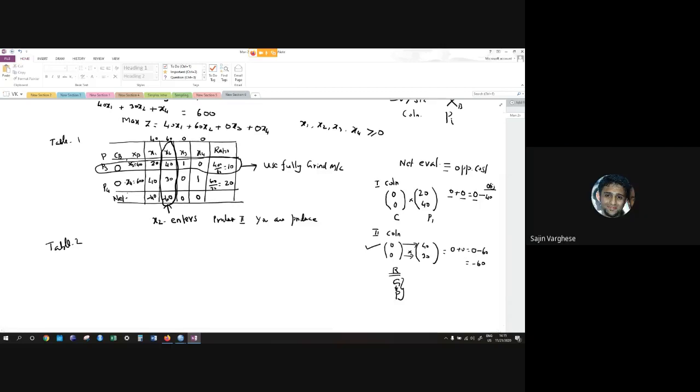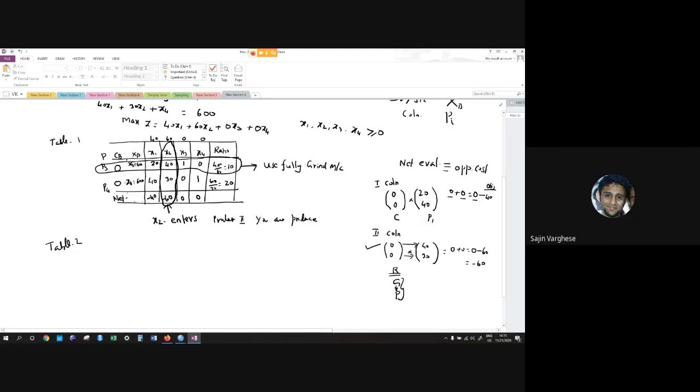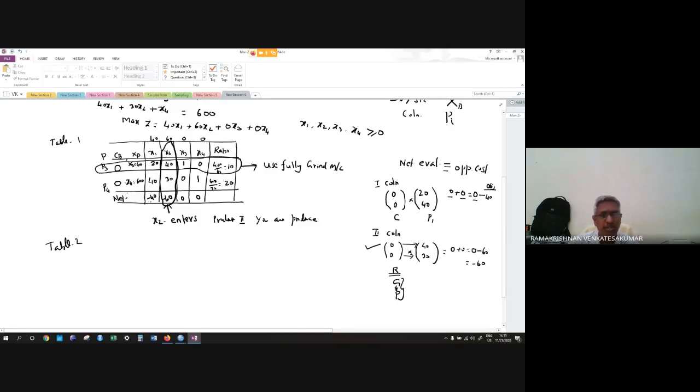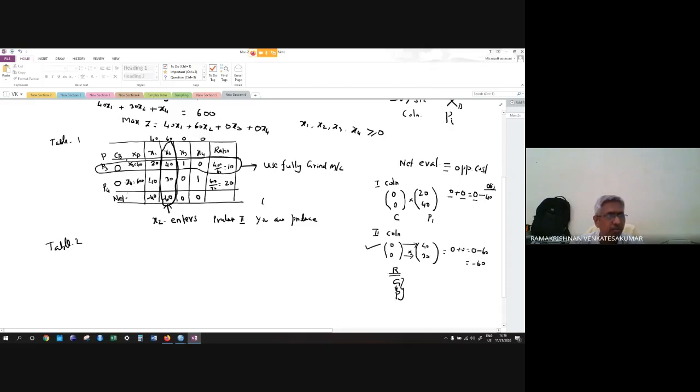Nobody? Taken, sir. Sir, selecting the minus 16 as such, can you just explain the reason for selecting minus 16? This is called net evaluation or opportunity cost. Opportunity cost for product 1 is minus 40. Minus stands for cost, loss. Opportunity cost for product 2 is minus 60. So opportunity cost is higher for producing product 2. So now you are losing 60 rupees. Now you are losing 40 rupees. Which one do you want to recover? The more loss. Naturally, you will try to get more profit, product 2. That is the reason. Or you can take the absolute maximum.